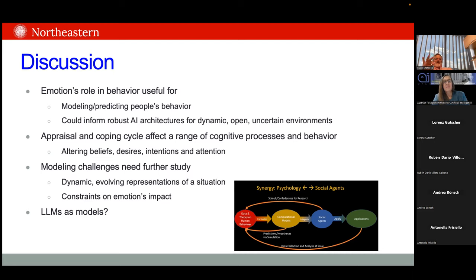We need to be able to model this swap in, swap out behavior, whereas we often build models that are well contained. They essentially have an implicit closed world assumption. We also have to worry about constraints on emotion's impact, the constraints on these belief changes and desires, which Kadam was trying to tackle in one way, but I think there are multiple ways to tackle this, and a lot has to be explored there. And then the obvious question is, do we need the model at all? We just have large language models, right?